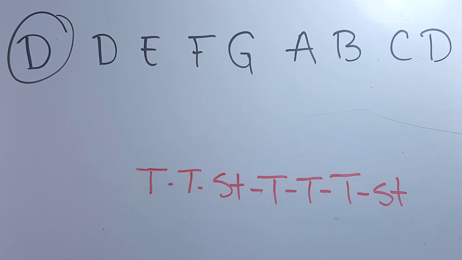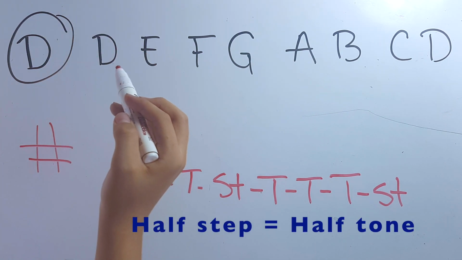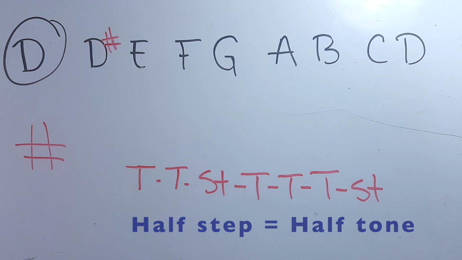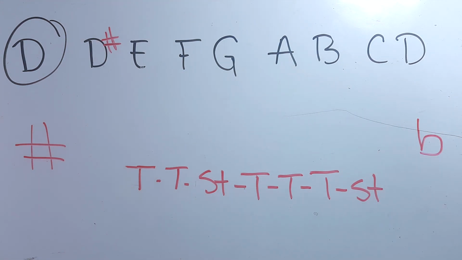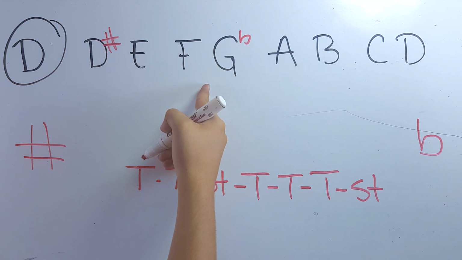The alterations are sharps that will make a letter or a note come forward a half a step. The other alteration is a flat. A flat will make you come back half a step. Here's an example. G flat will make G come back a half a step.